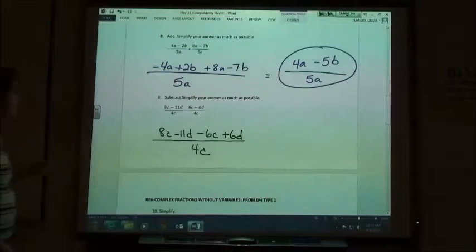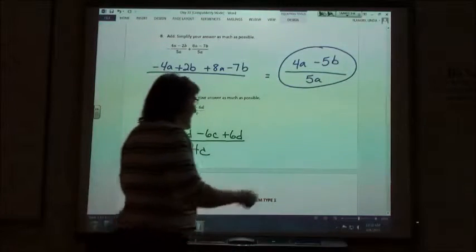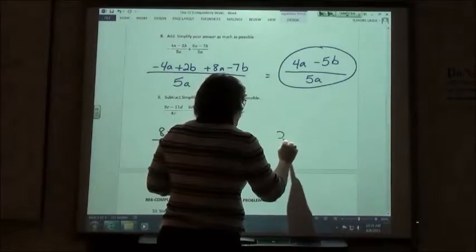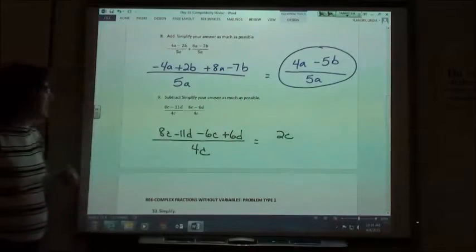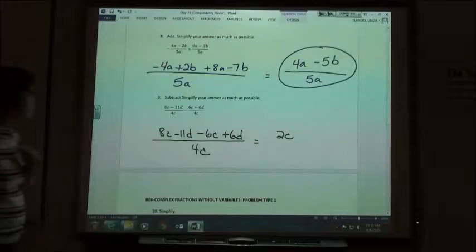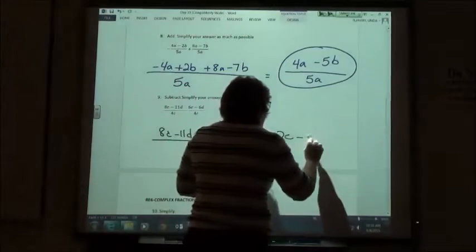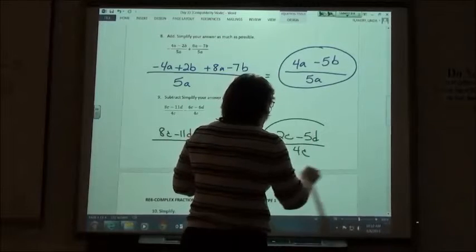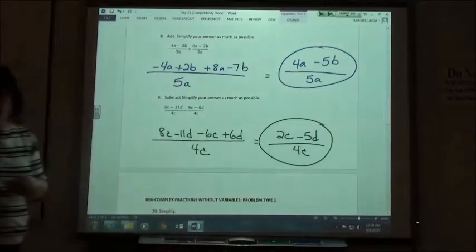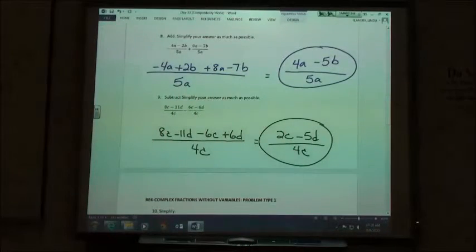Combining my like terms, 8c minus 6c is 2c. Negative 11d plus 6d is minus 5d, over my 4c. And again, I can't divide all three terms by the same thing, so I can't simplify that. Every once in a while, they'll throw one in that you can reduce, so you do want to watch for that.